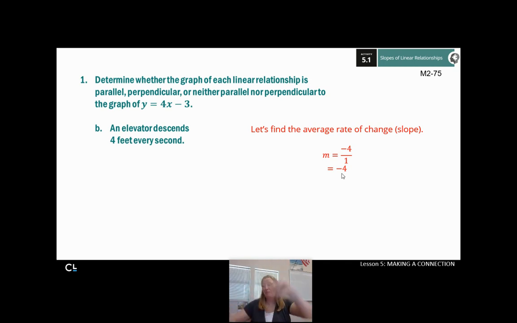We have to flip it, and of course, if this is 4 over 1, the reciprocal will be 1 over 4. So it's not the same, and it's not a reciprocal. Not the same means it's not parallel. Not the reciprocal means it's not perpendicular. So it is neither parallel nor perpendicular to our original equation. That's how it goes.